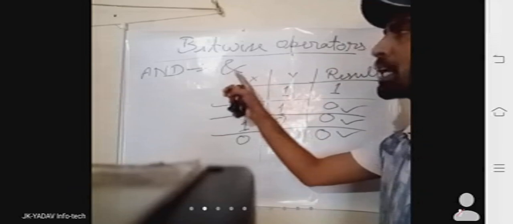So you see the table. See the table once again. It is the rule of the bitwise AND operator. Bitwise means it compares only the bits. Bits stands for binary digits. There are only two binary digits, 0 and 1.